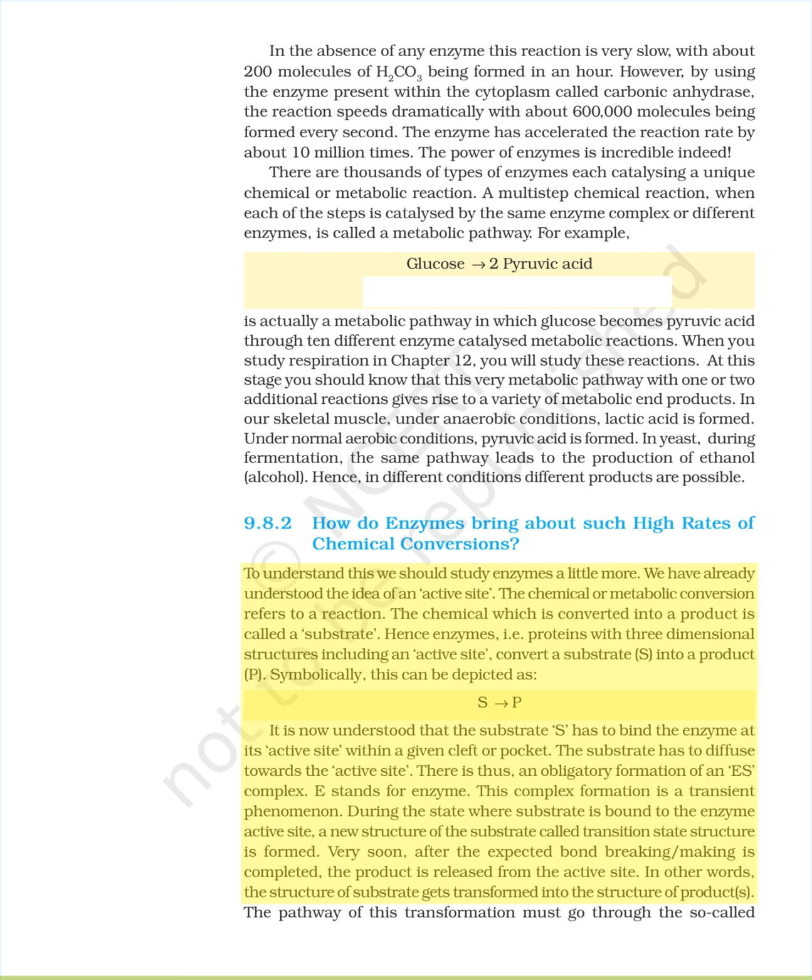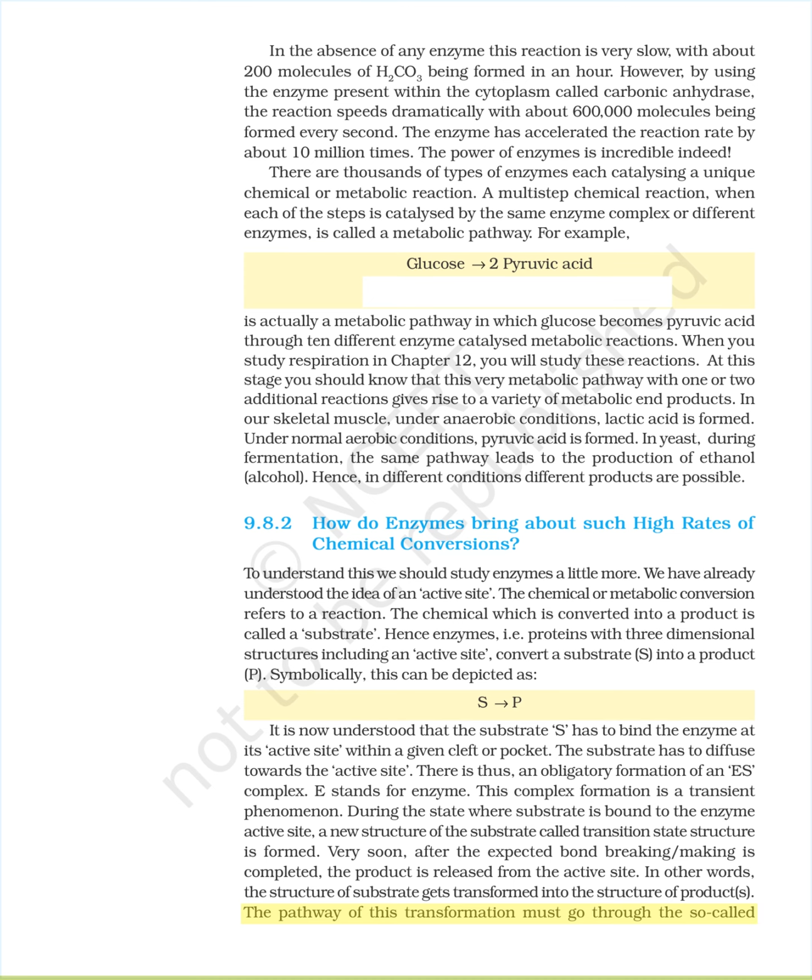It is now understood that the substrate S has to bind the enzyme at its active site within a given cleft or pocket. The substrate has to diffuse towards the active site. There is thus an obligatory formation of an ES complex. E stands for enzyme. This complex formation is a transient phenomenon. During the state where substrate is bound to the enzyme active site, a new structure of the substrate called transition state structure is formed. Very soon, after the expected bond breaking/making is completed, the product is released from the active site. In other words, the structure of substrate gets transformed into the structure of products.